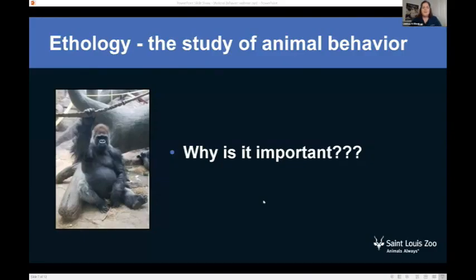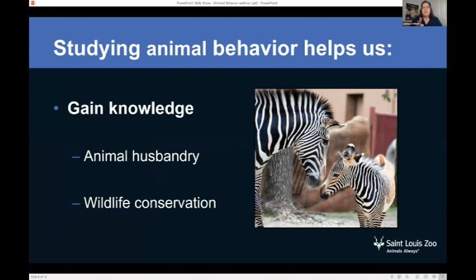So animal behavior is important because it gives us knowledge about animals. The more we know about them, the better we can care for them. So it helps us gain knowledge. We can care for them, which is husbandry, in zoos, but also in the wild. So wildlife conservation. The animals in our zoo, if we study their behavior, it helps us learn things about their wild family, and it helps us figure out what efforts we need to do to help conserve them.